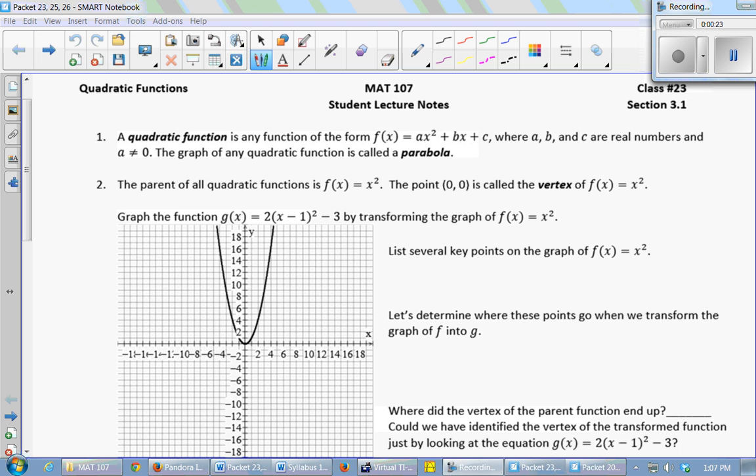The parent of all quadratic functions is f of x equals x squared. So (0, 0), that point where the graph of x squared turns around, is called the vertex of x squared.